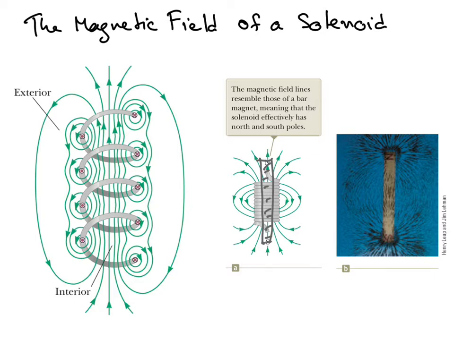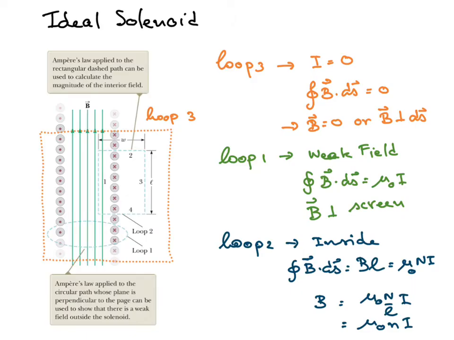Here we will discuss the magnetic field that is produced by the solenoid, especially the magnetic field that is produced inside the solenoid. How can we calculate that magnetic field? And we can use the Ampere's Law in our calculation. Here we will discuss only what we call the ideal solenoid. Okay. What is the ideal solenoid?